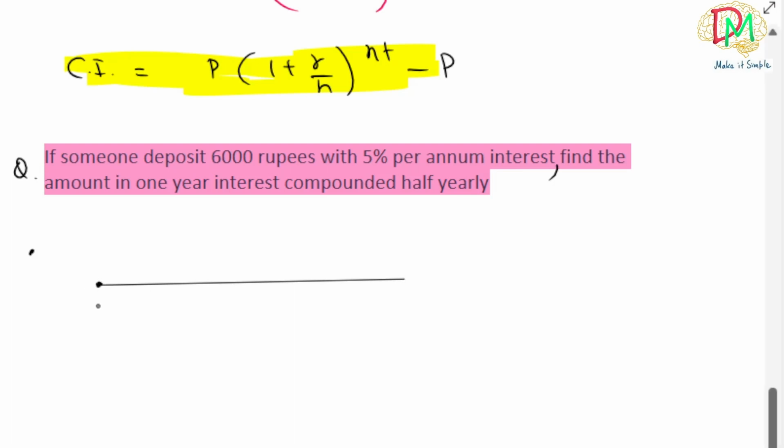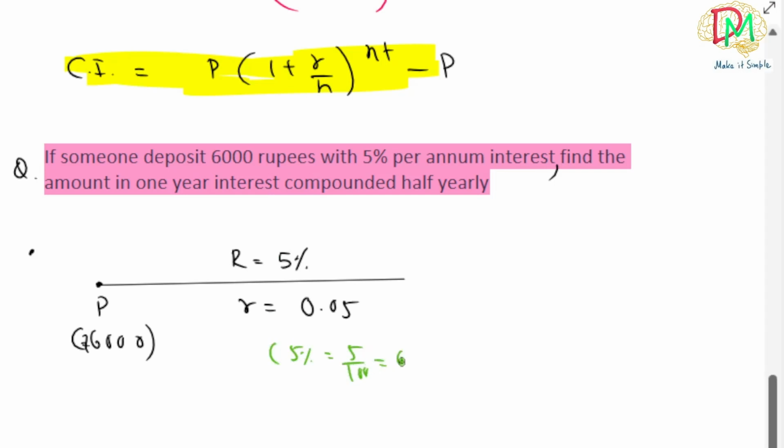So here is the principal, that is 6,000 rupees, and rate of interest equal to 5%. So r is equal to 0.05. How do we get this? Simply, 5% is equal to 5 by 100, which is equal to 0.05. This is the decimal part. It's very, very important.